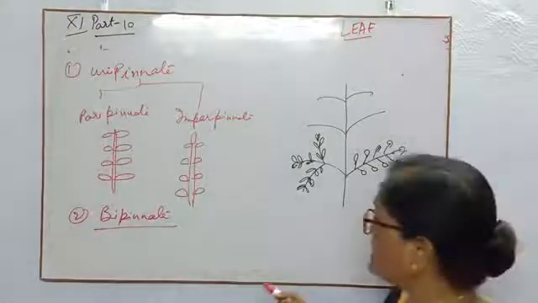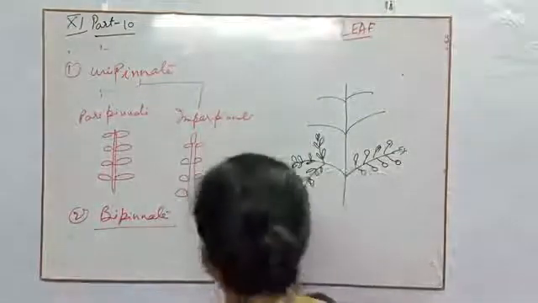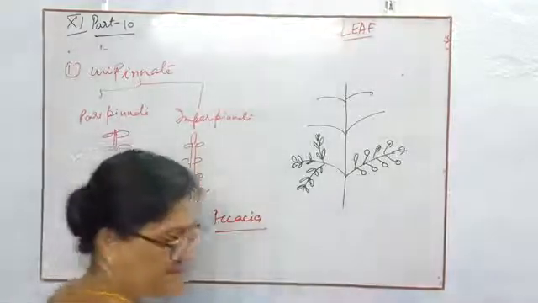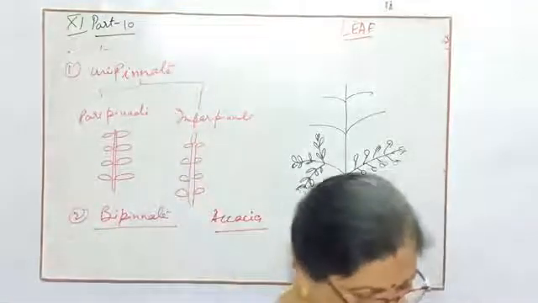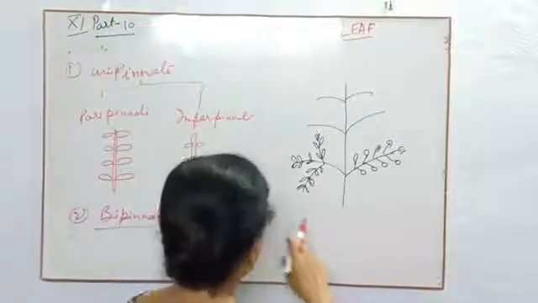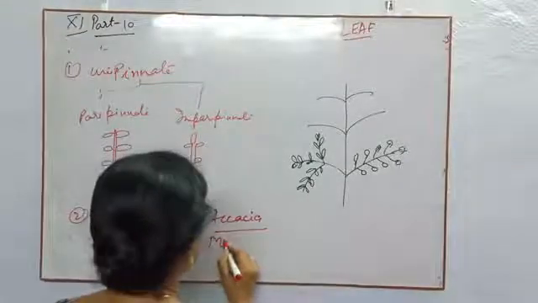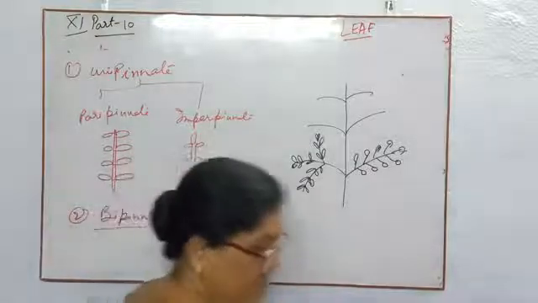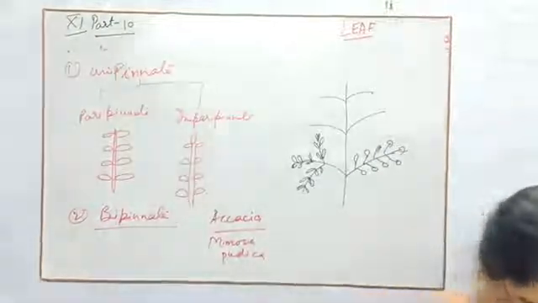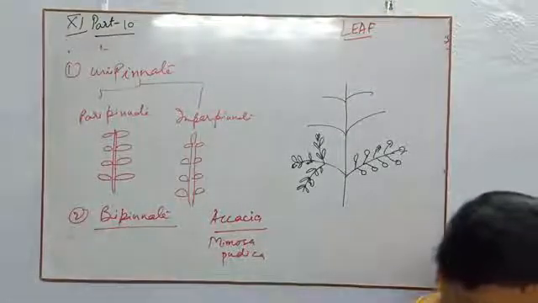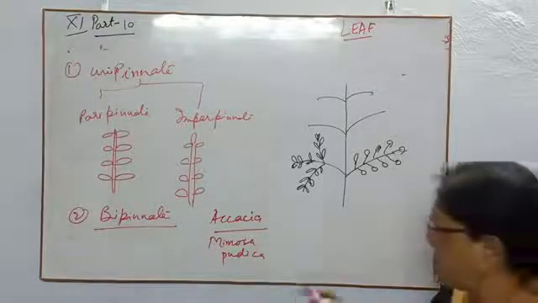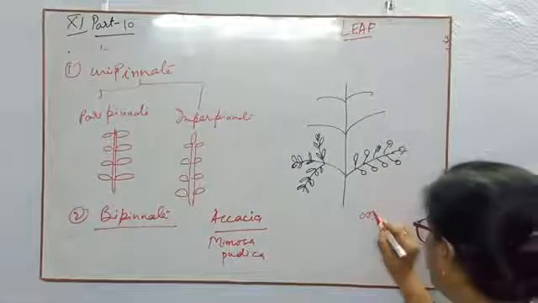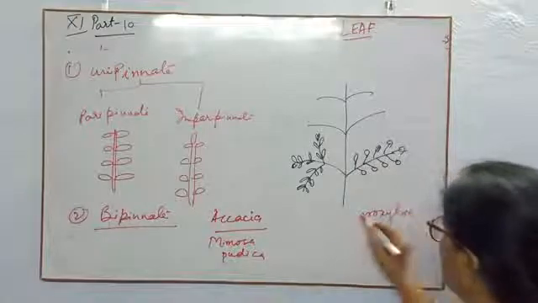For example, for bipinnate, I think you have seen acacia, babul leaves, and Mimosa pudica. Mimosa pudica is touch me not. It is also having bipinnate type of leaf. Then for tripinnate, the spelling is Oroxylum. This is for tripinnate.